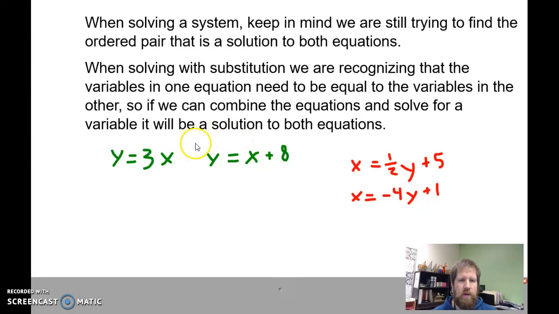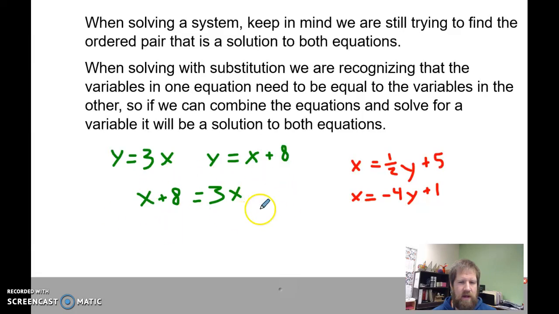So what I'm going to do is combine them. I'm going to say if this y, which is the same as this y, is equal to 3x, and this y is equal to x plus 8, I can substitute for either one of these. I'll substitute for this one. I'm still going to have my equals 3x, but instead of having y, I'm going to say that y is equal to x plus 8, so that x plus 8 is equal to 3x.